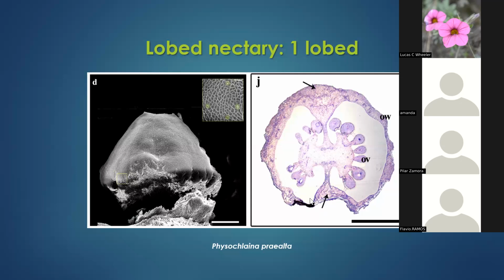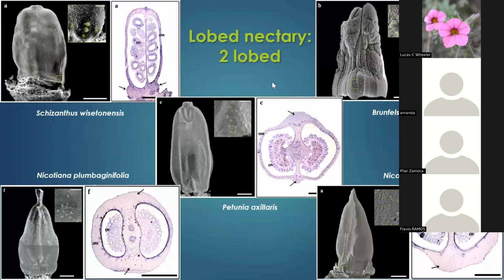So we call it a one-lobed nectary. The other form of nectary that you would see is the two-lobe nectary. These are the species that I studied that showed two-lobe nectary. Now you see this is a Schizanthus species. Here the nectary structure is at the two opposite junctions of the carpel. So this is how a two-lobe nectary looks.